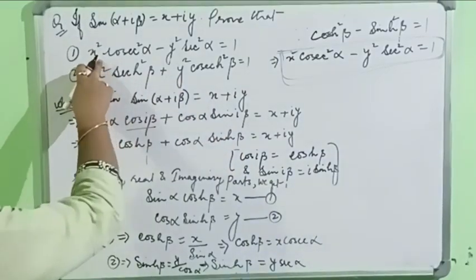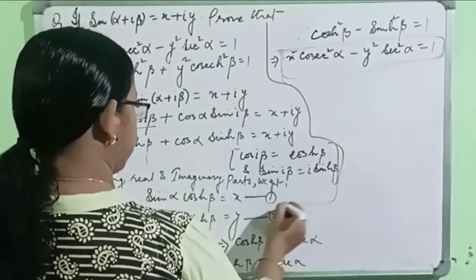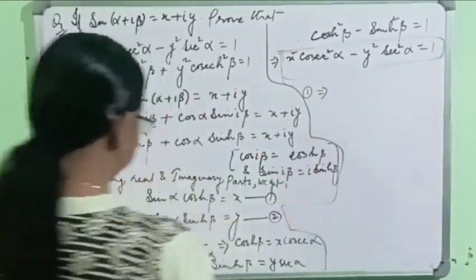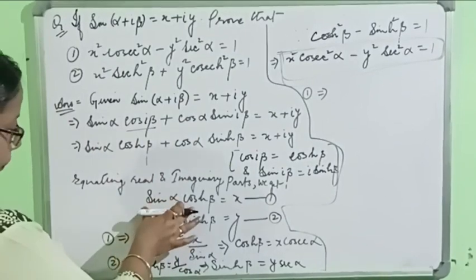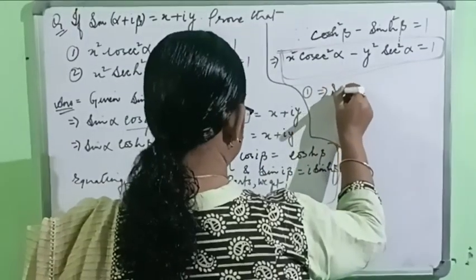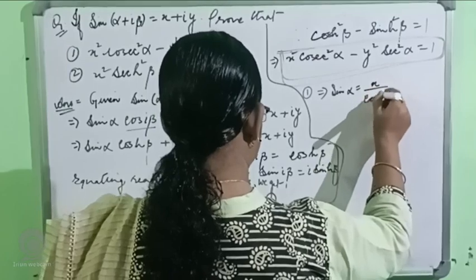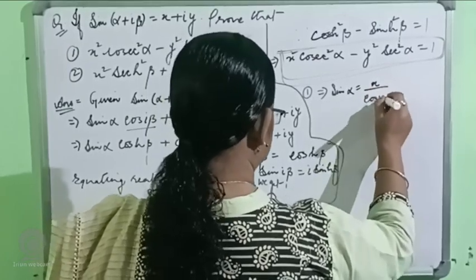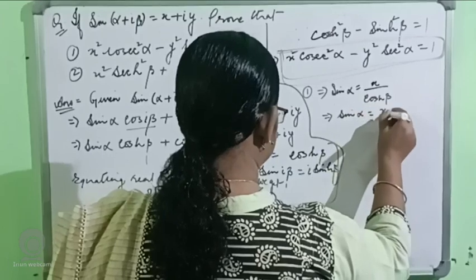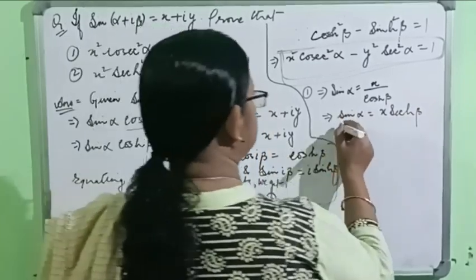Now this part is to prove the second part. Again take equation 1. This time I will divide the equation by cos hyperbolic beta. This will give sin alpha equal to x by cos hyperbolic beta. This implies sin alpha equal to x sech beta. Okay, this is one equation. Call this 3.